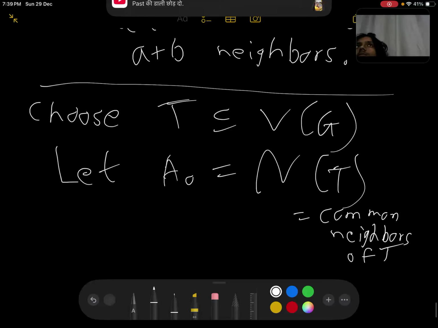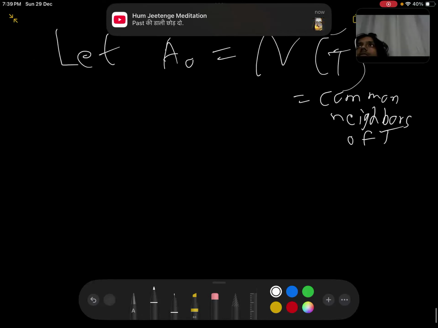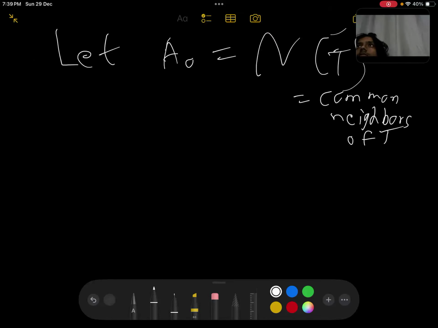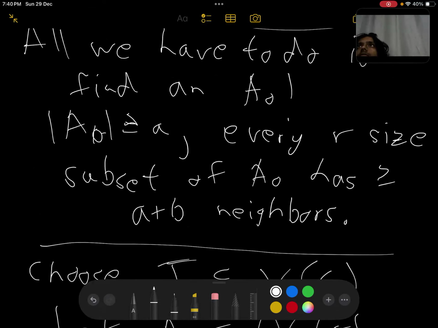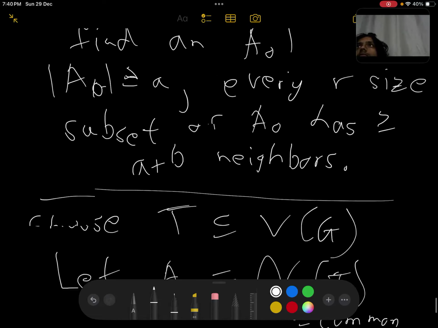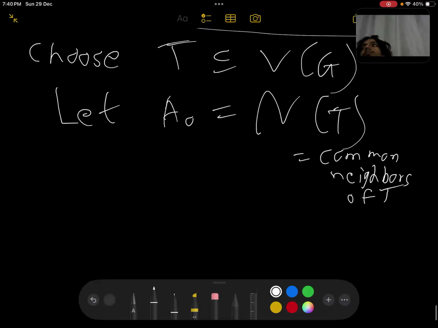So instead of choosing A0 directly, we are choosing it in this weird way through common neighbors. What this allows is control on the neighbors of A0. Otherwise, we have no real control. This is a very weird and strong condition to hold: every R size subset of A naught has a lot of common neighbors. Here every element of A naught has all of T as their neighbor. So yeah, there are a lot of common neighbors here.